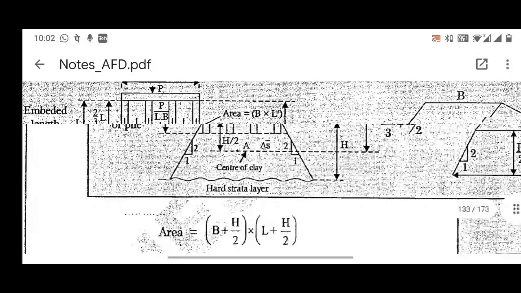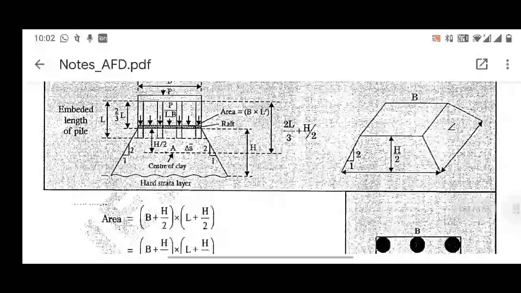Class, is this concept clear to all or not? Then I'll explain it again. Is it clear? Sir, please explain once again. Okay, no problem.